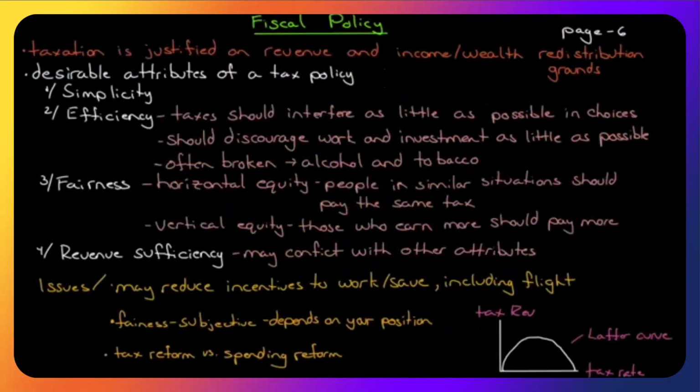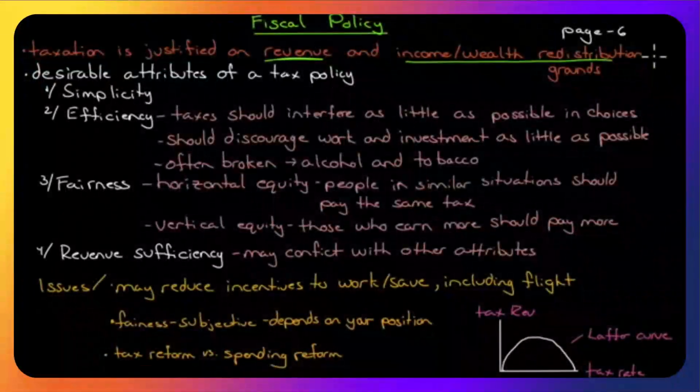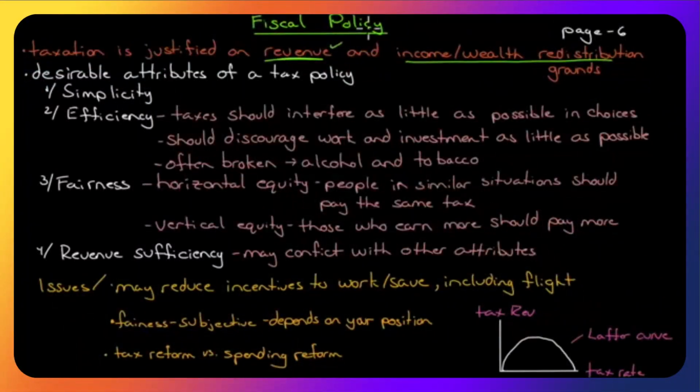Taxation is justified for both revenue and income and wealth redistribution purposes. This is fairly straightforward. I don't think you'd get much disagreement over the statement that the existence of a government creates an expense, and that if you are in a country, you have the protection of the social contract. Well, that requires some consideration. I don't think you get much issue out of that.